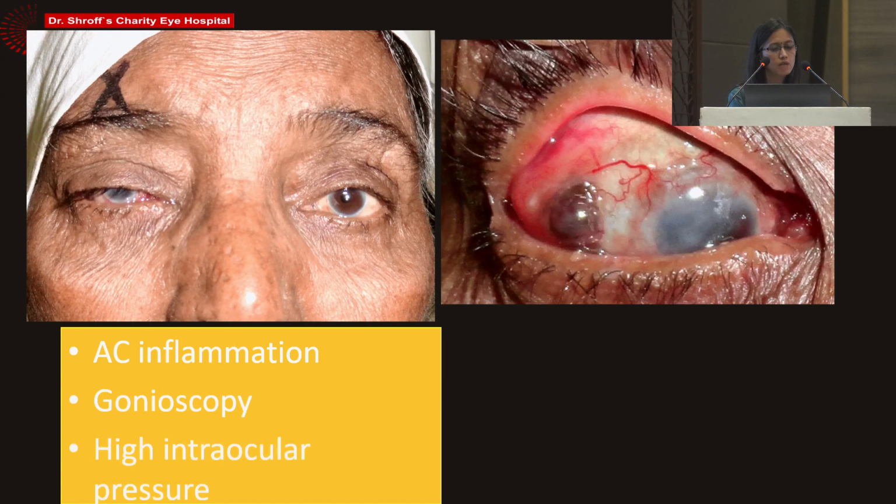So what are the signs that the tumor has gone inside the eye? There will be some anterior chamber inflammation. Gonioscopy will give you some clue. High intraocular pressure could be one of the indicators that this tumor might have gone intraocularly. So if you suspect in any OSSN patient that it might have gone intraocular, it's a good idea to look for these signs.